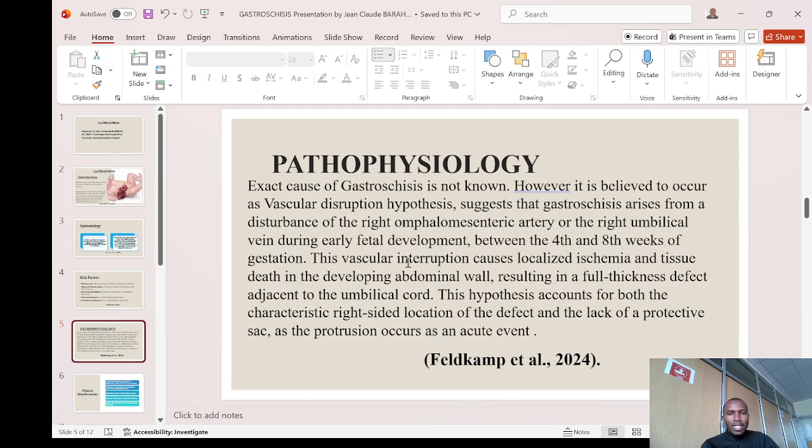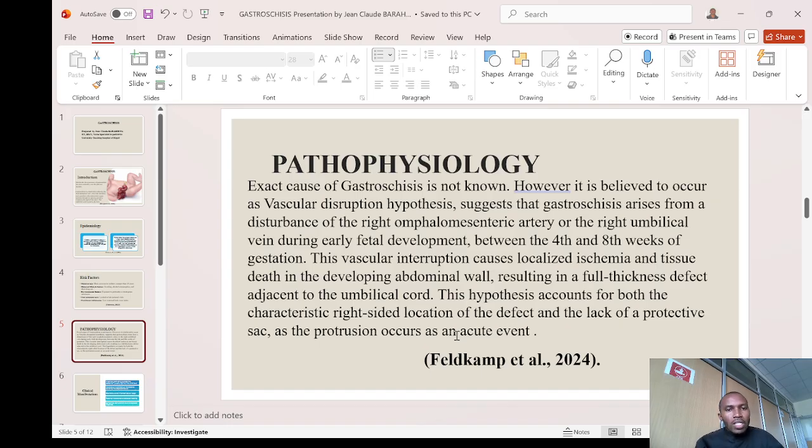This vascular interruption causes localized ischemia and tissue death in the developing abdominal wall, resulting in a full thickness defect adjacent to the umbilical cord. This hypothesis accounts for both the right side location of the defect and the lack of a protective sac, as the protrusion occurs as an acute event.